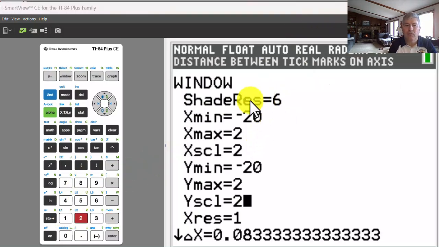I have a sense of where this is going to be. So in my window, my x min, I'm going to go all the way to negative 20. I did need at least negative 9 and to the left of that, so that makes sense. My x max will be 2. I'm going to count by 2's. And then my y min, I'm going to go down to negative 20 because I'm going to be working in the third quadrant. And my y max is 2, and I'm going to count by 2's.